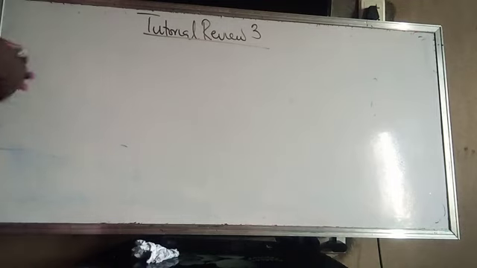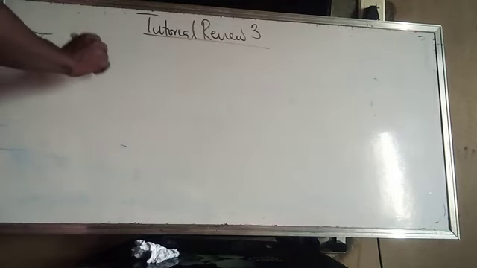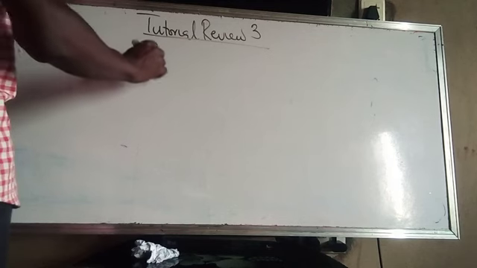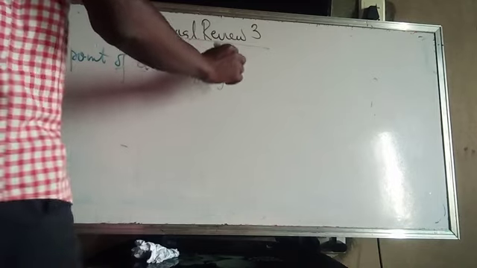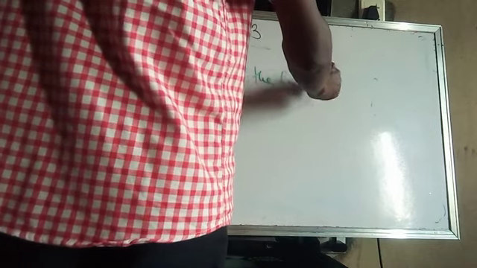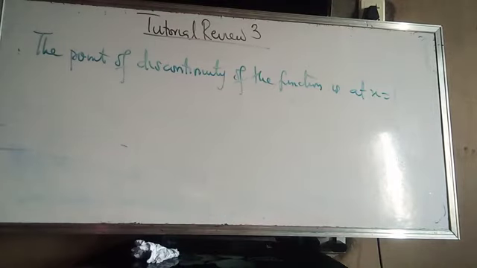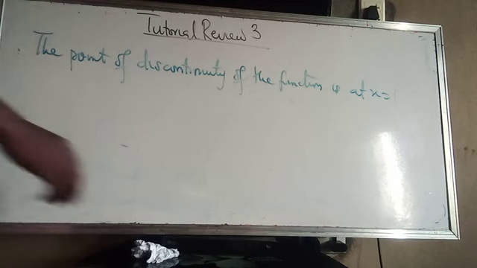The point of discontinuity of the function is at x equals 1. So the function becomes discontinuous there. So the function becomes discontinuous at x equals 1. Let's look at another question.